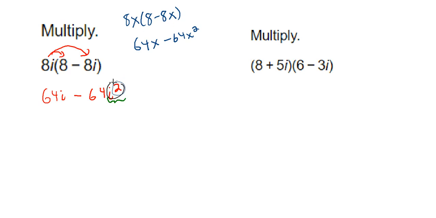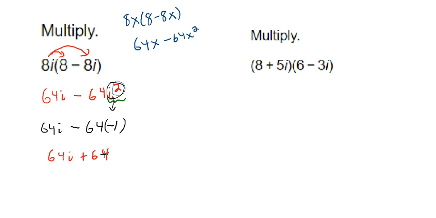i squared is equal to negative 1. So we replace the i squared with negative 1. We're simplifying it. And then we'll multiply these together, right? So negative 64 times negative 1 makes that a positive 64.